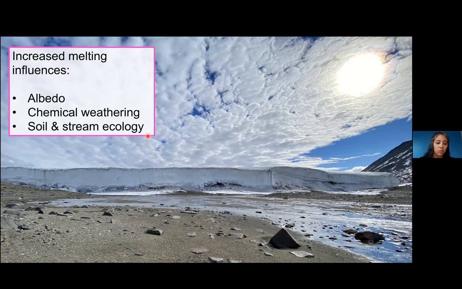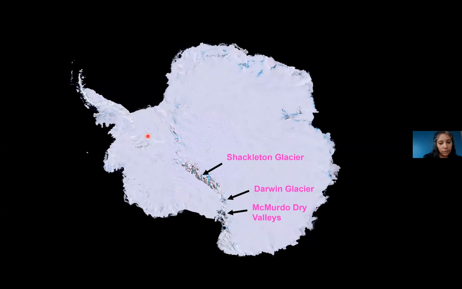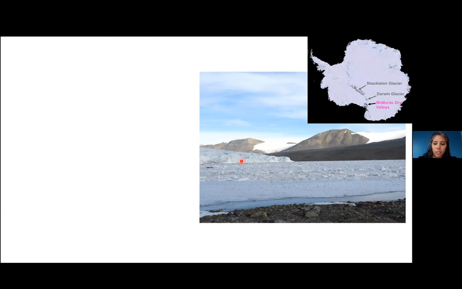So I'm going to talk about warming in these three different systems in Antarctica, starting with the McMurdo Dry Valleys, moving further south to Darwin, and then ending with Shackleton Glacier to continue that story that I had, or that discussion I had with Barry Lyons about David Elliott's work. So let's start with the McMurdo Dry Valleys. This here is a picture of Lake Hoare. You can see that there's a little bit of a moat and then the lake ice on top.